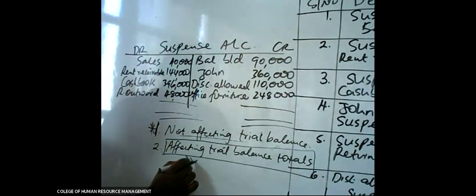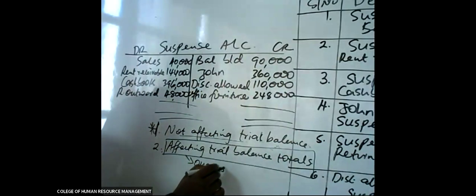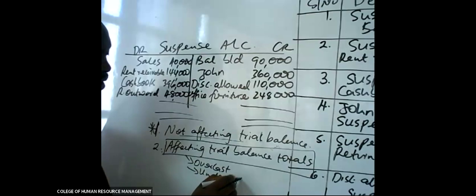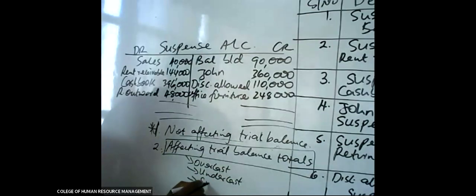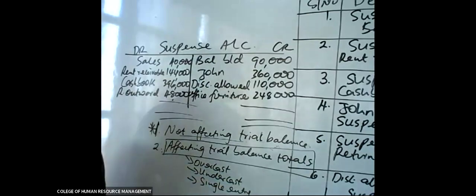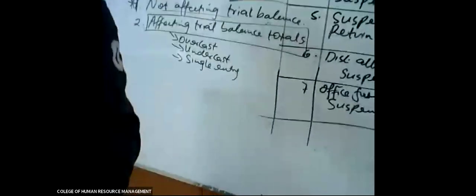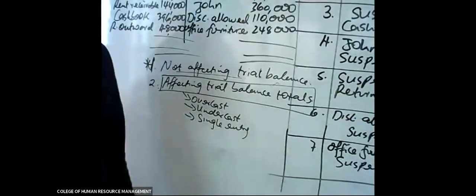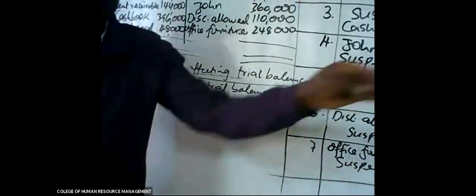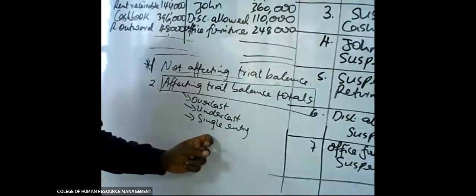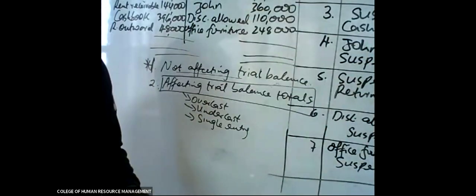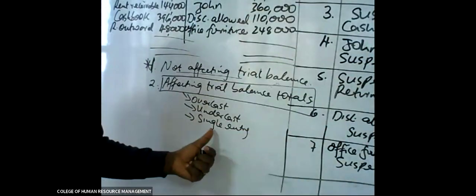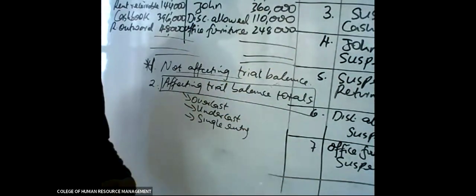Those errors that are talking about overcast, those errors talking about undercast, those errors that are talking about single entry, whereby you are told that this transaction was only debited here. This transaction was only credited here. Then they did the single entry. You need to complete the double entry. Then you are now going to record on the account that was never recorded. Then you complete the double entry.